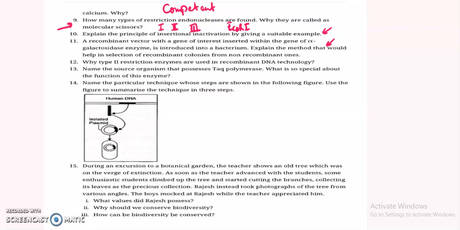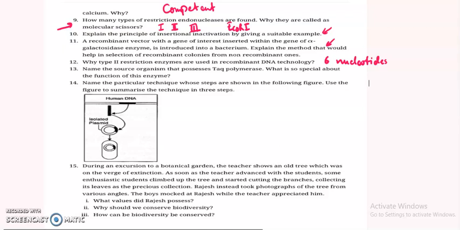Why are type 2 restriction endonucleases used in recombinant DNA technology? Because they are easy to use and their recognition sequence is 6 nucleotides long, which is helpful in breaking the DNA into parts. Here again you should cite one example of EcoR1 while writing this answer.